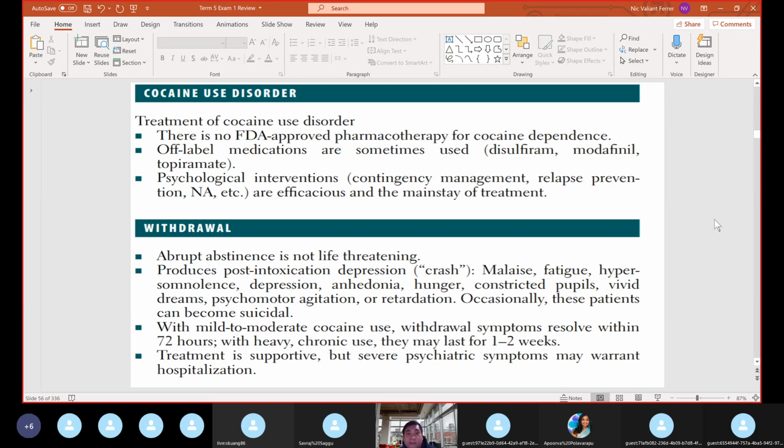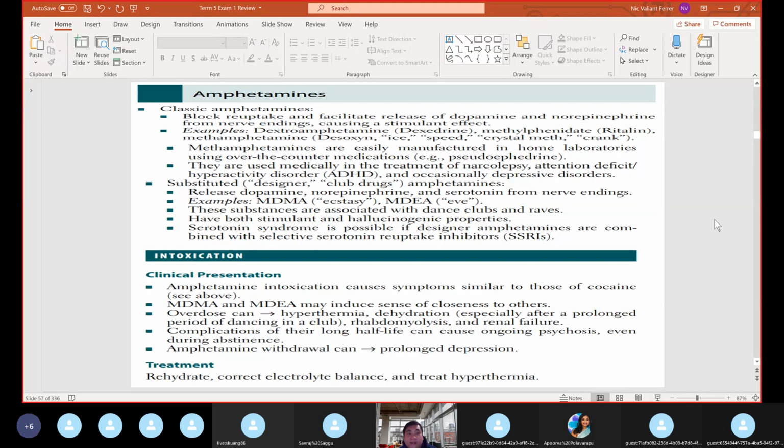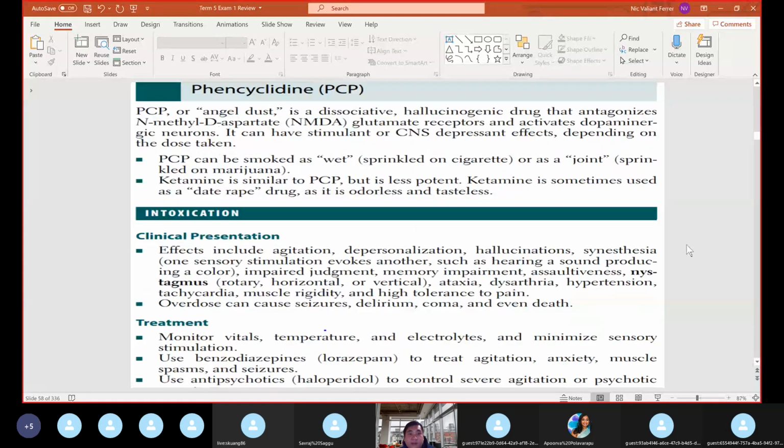That means they block reuptake and release of dopamine and norepinephrine. How do they present? Hyperthermic, dehydrated, with rhabdomyolysis and renal failure. Treatment: rehydrate, correct your electrolyte balance, and treat hyperthermia.